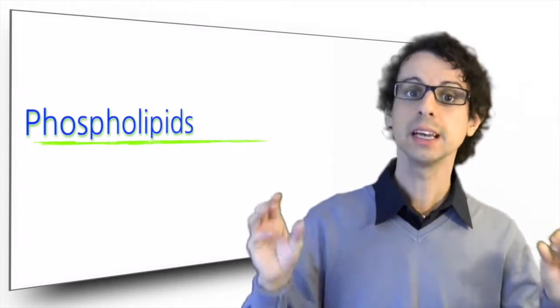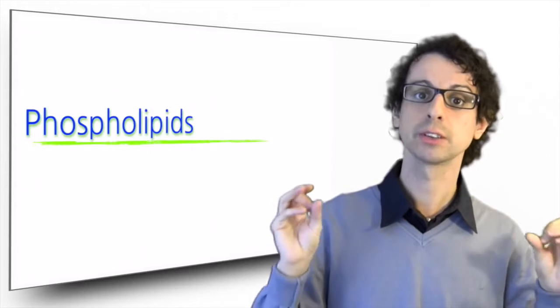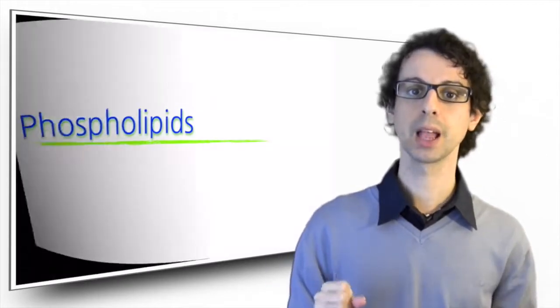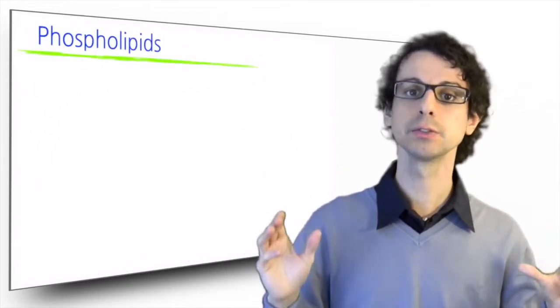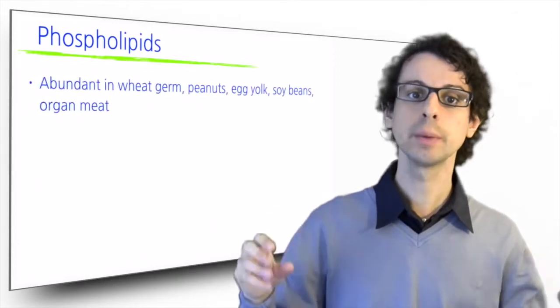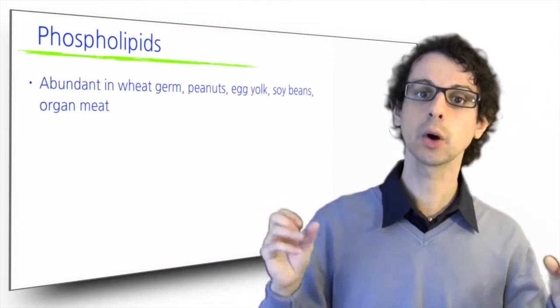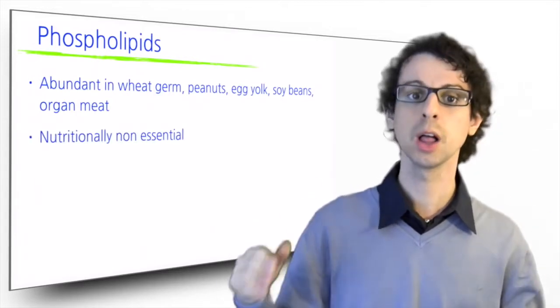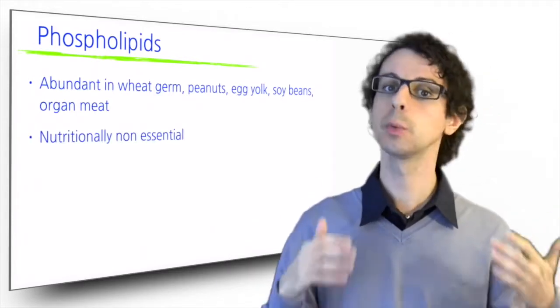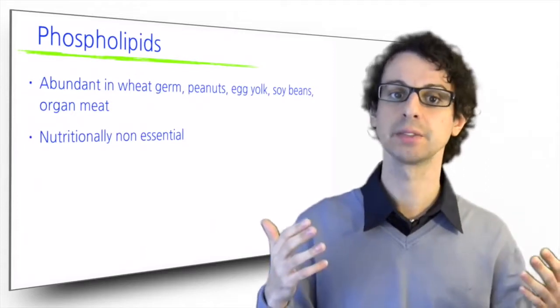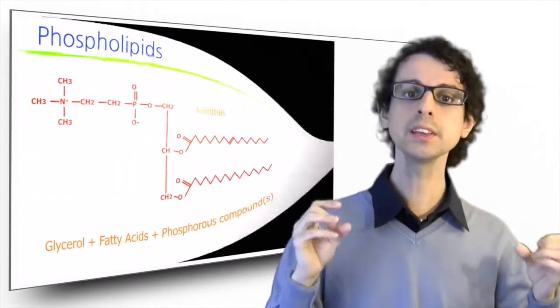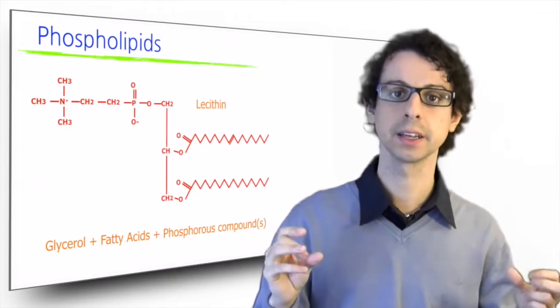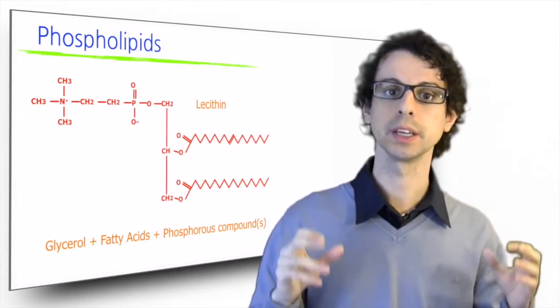The same trick is what allows lipids digestion and transport inside our body. Phospholipids are abundant in foods such as soy, wheat germ, peanuts, egg yolks, beans, organ meat, but this is not so important because they are nutritionally non-essential. We can build them ourselves, so we don't need to worry about getting enough of them from food. This particular molecule is lecithin, the most abundant phospholipid in food.